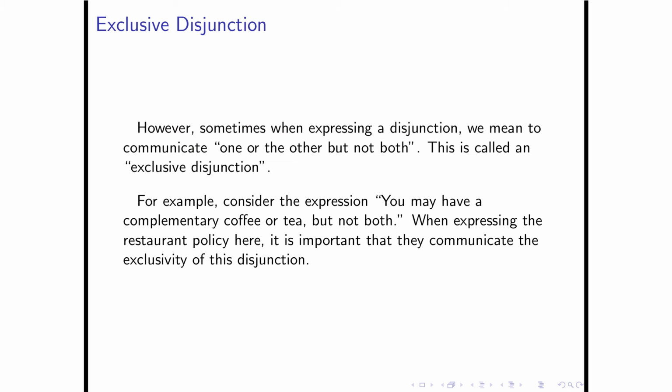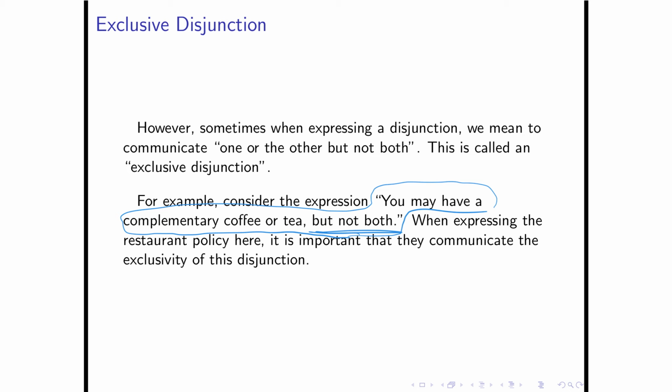But there certainly are examples of disjunctions where we mean to communicate that not both are possible at the same time. So take, for example, you may have a complimentary coffee or tea, but not both, where right, the clause but not both makes it completely explicit that we do not accept the truth of the statement or the proposition when both of the constituents are simultaneously true. So this explicitly rules out both being true at the same time.